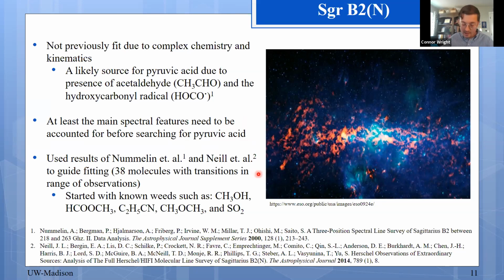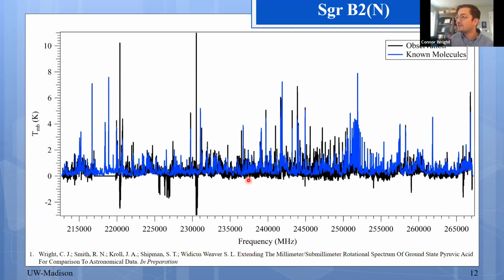Luckily, there is a wealth of literature on Sagittarius, and so we used two fairly extensive papers, Belloche et al. and Neill et al., to guide our fitting. This gave us a list of 38 molecules with transitions in the range of our observations. We started with the known weeds, such as methanol, methyl formate, ethyl cyanide, dimethyl ether, and sulfur dioxide. As you can see from this figure here, we were able to model the majority of the main spectral emission features in Sagittarius.